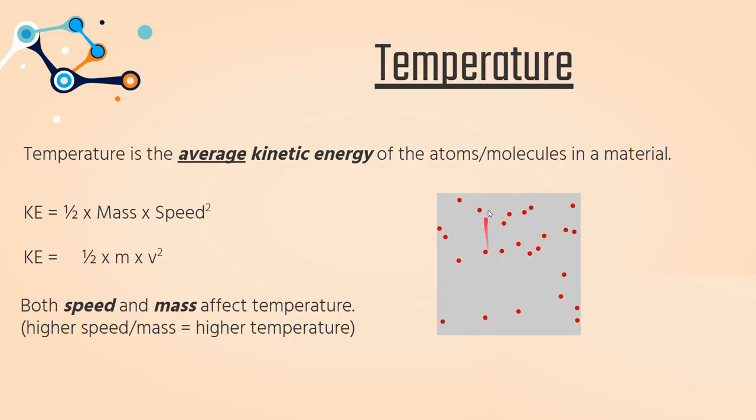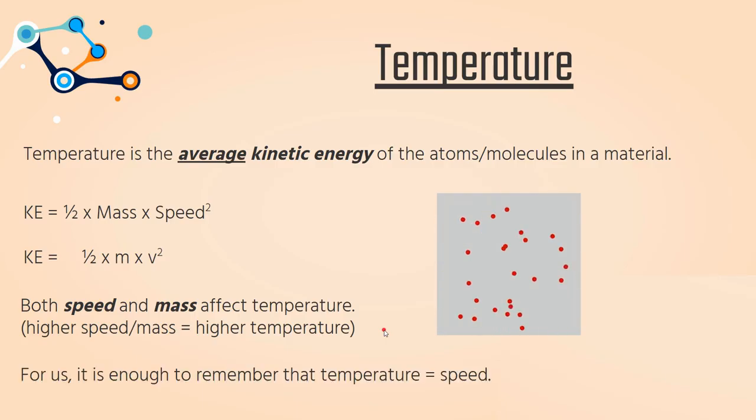If we look at this image here of these gas particles moving around, you can see they're moving at various speeds. For us, it's enough to remember that temperature is basically equivalent to speed. The faster something is, the higher the temperature. But do know that technically temperature is also related to how massive those particles are.